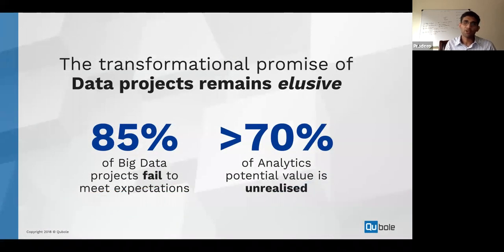To really execute on human data science, there are a lot of challenges. The transformational promise of big data projects remains extremely elusive. These are metrics published by McKinsey and Gartner: 85% of big data projects fail to meet expectations, and more than 70% of analytics potential value today is unrealized. This is across the board, not specific to healthcare. So being successful at big data is extremely challenging.